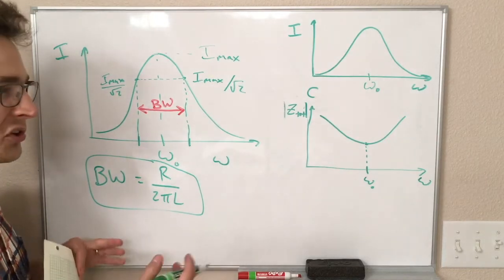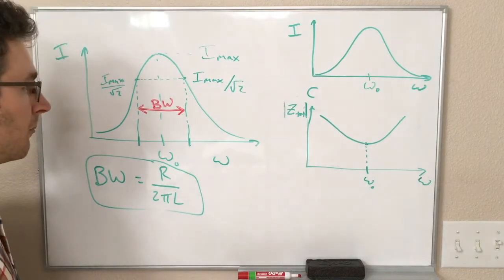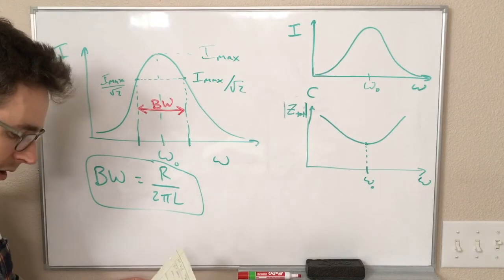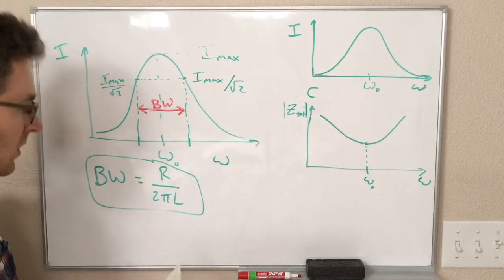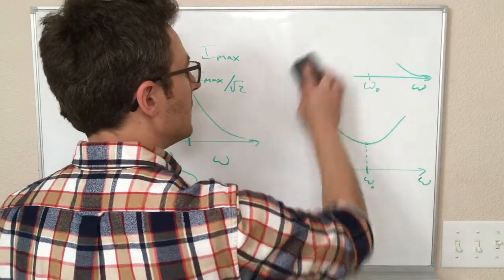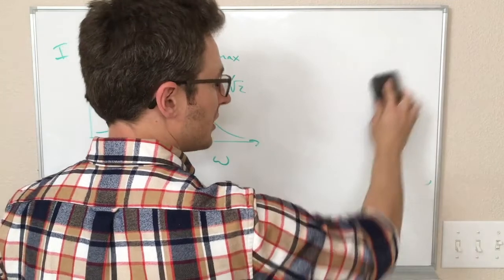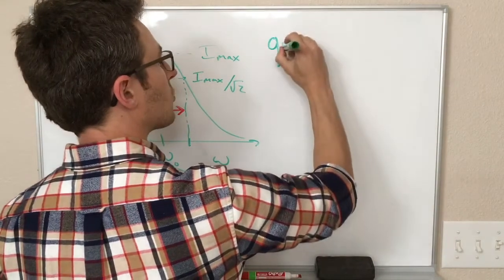Really sharp peaks or really wide peaks are useful for different things, and we'll talk a little bit about what those are in a second. Okay, one other variable to define is the quality factor, which is related to the bandwidth.